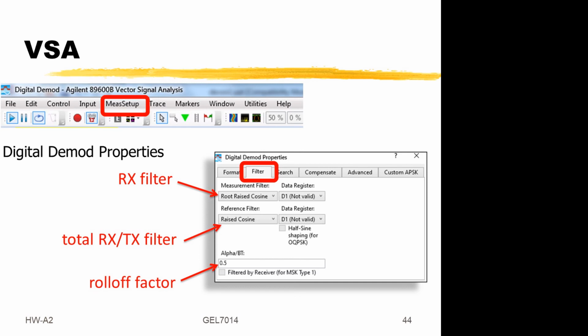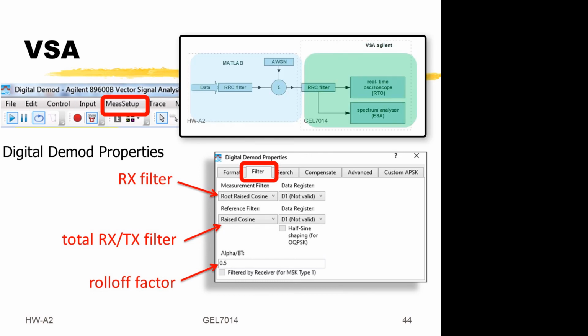In this section, we'll be setting the values for the filter in the VSA software. And if you recall, we were going to use root raised cosine filtering with a roll-off factor of 0.5. So in the VSA software, the first setting we have here is RX filter, and this is the receive filter, and what the VSA software will apply to the uploaded signal before it does all the visualization. And so that's the receiver filter.